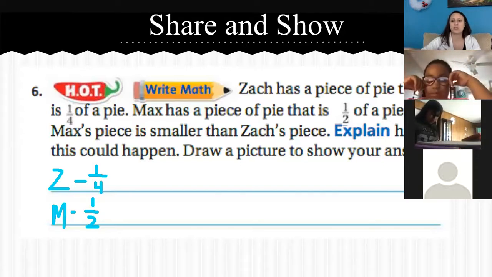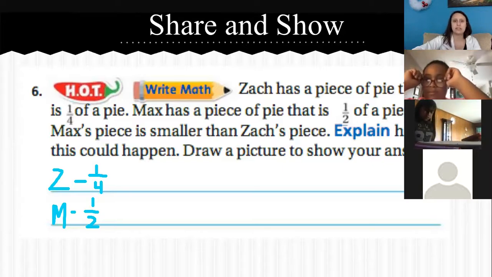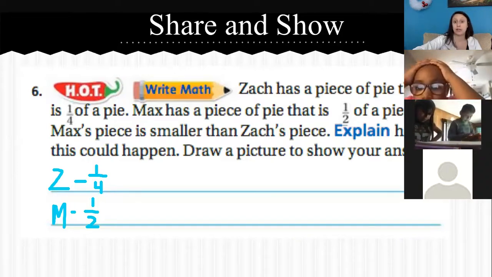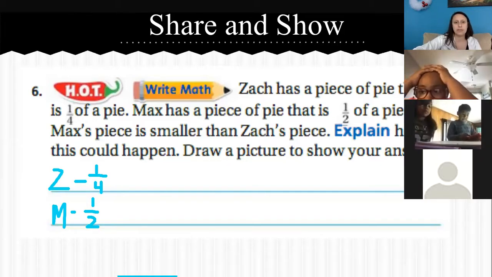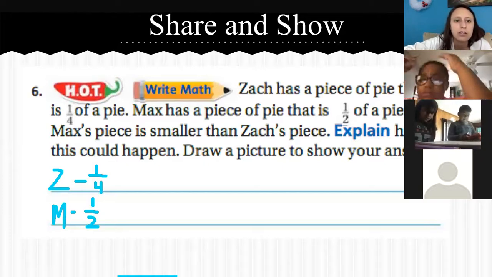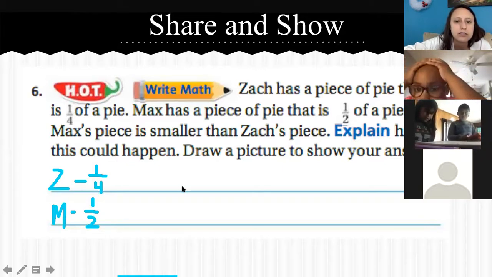If their pies were the same size, let's talk about this. Okay? I'm gonna draw again. Their pies are actually gonna be rectangles. Okay. Where is my mouse? I feel like I've wasted so much time trying to find this mouse of mine. Oh, there it is. Okay.